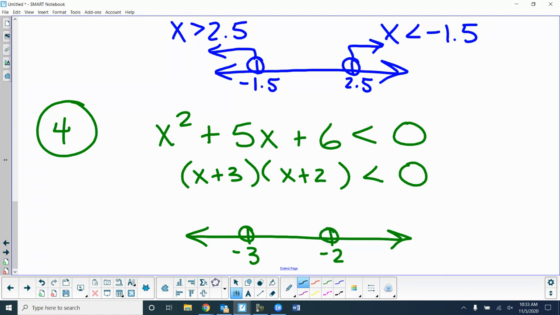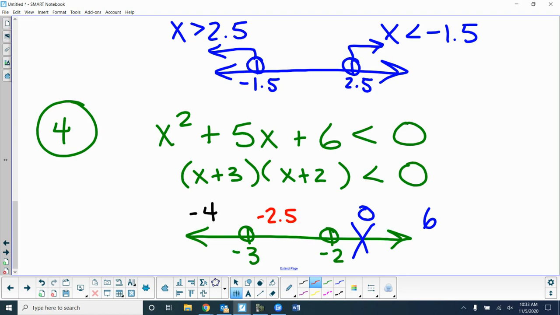So I'm going to pick -4. I'm going to pick -2.5 right in the middle. And then I'm going to pick 0 over here. Okay? So when I put 0 in for x, I get 0 squared, 0, 5 times 0 is 0, 0 plus 6 will be 6. Is that less than 0? No. So that didn't go that way.